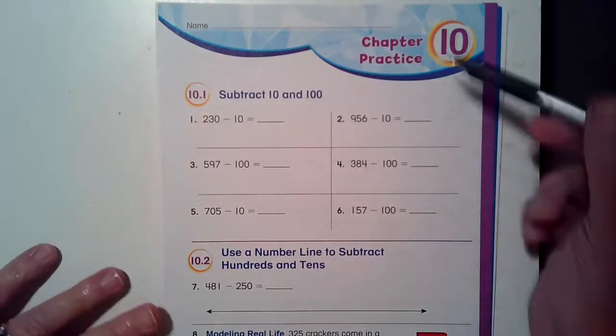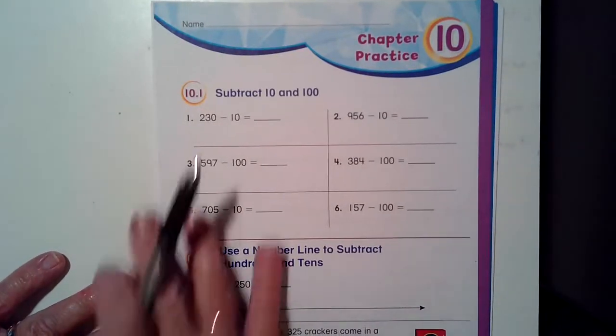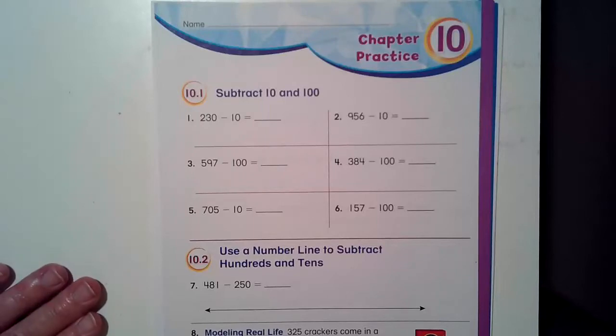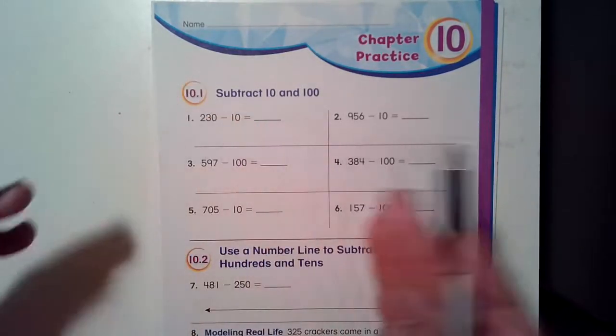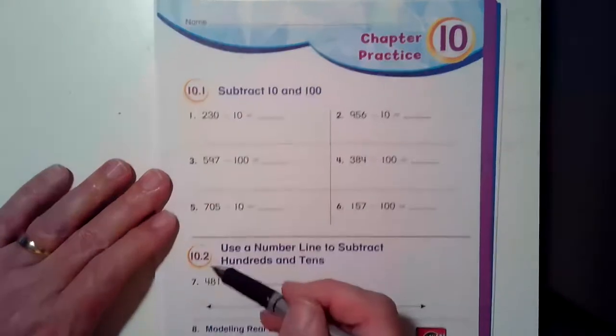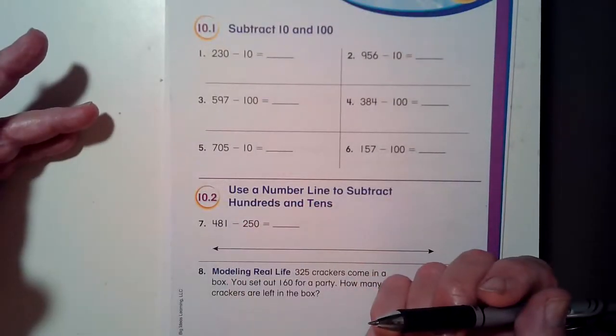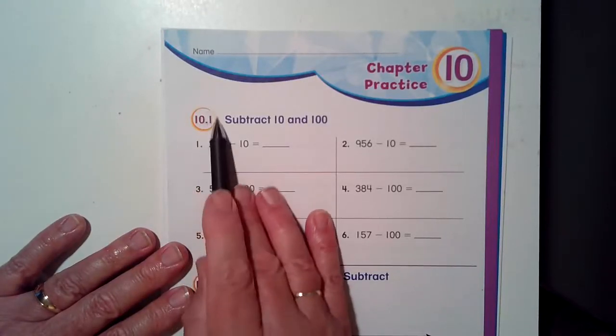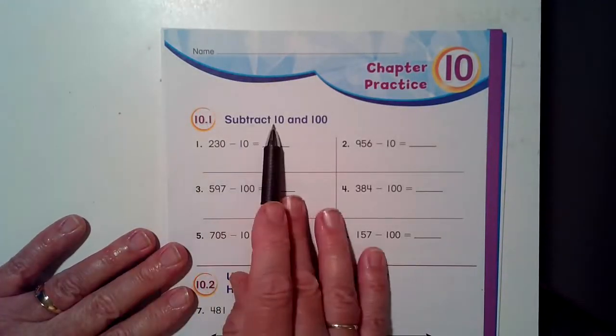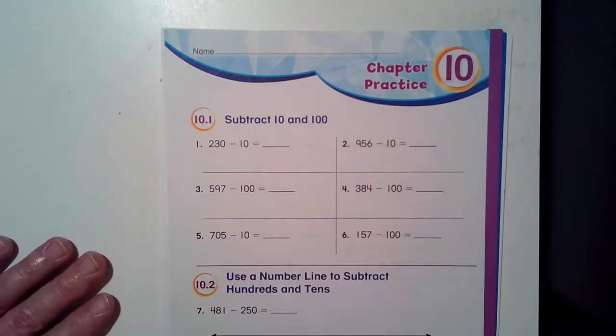This is our Chapter 10 practice, and I'll do some of these problems, and I'll let you do some of these problems. These are, as we've done before, from each section of the chapter. So, Chapter 10.1, the first lesson, we're subtracting tens and hundreds. Let's go ahead and take a look.